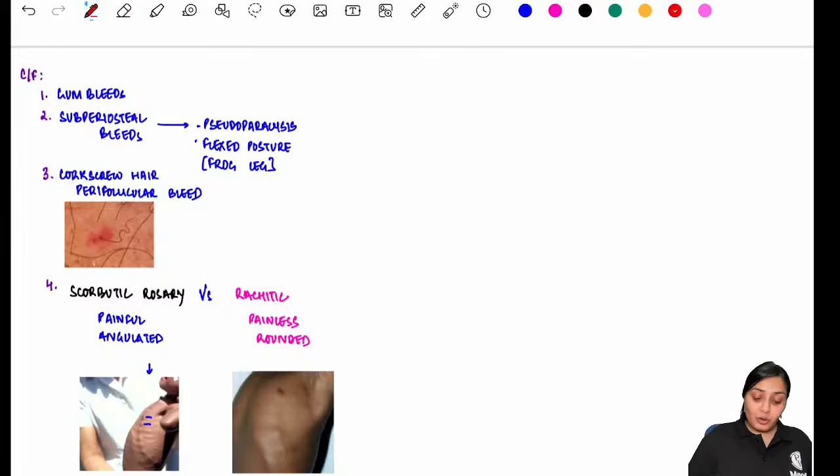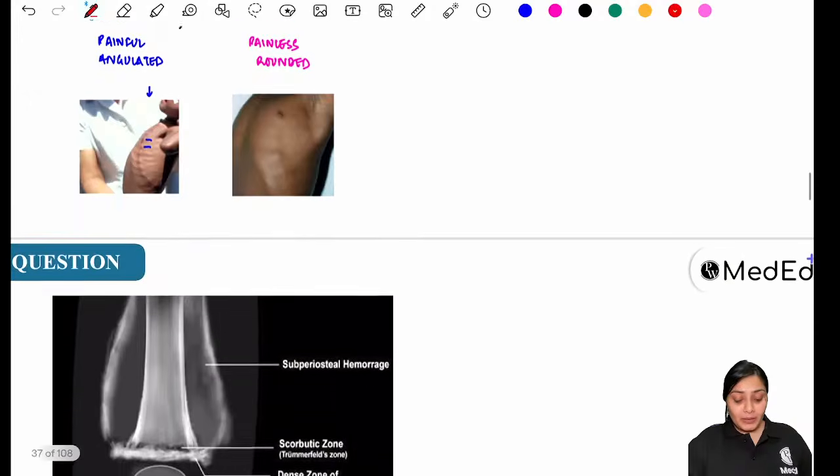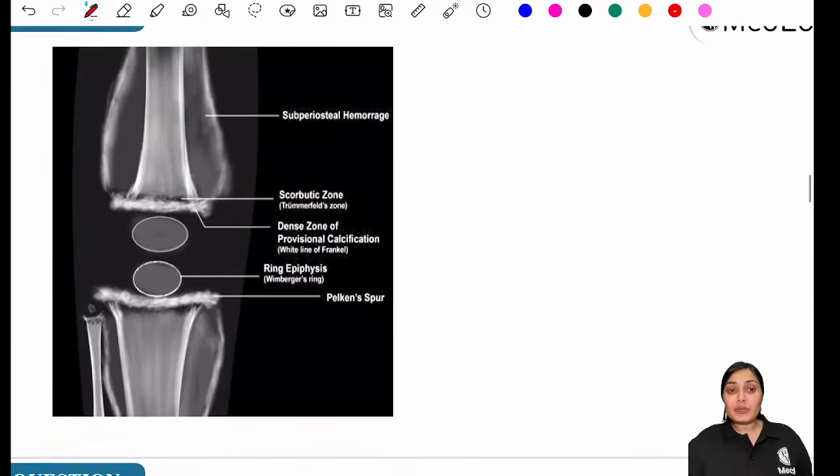You also see corkscrew hair, and at the base of the follicle there is hemorrhage. So corkscrew hair and perifollicular bleeds. And the typical rosary pattern that you see at the angle of the ribs, so painful angulated beading, this is scorbutic rosary. If you compare it with rickets, then rachitic rosary is seen, which is just enlargement of the costochondral junction. They are painless and rounded, right? So this is the typical picture that you see in scurvy.